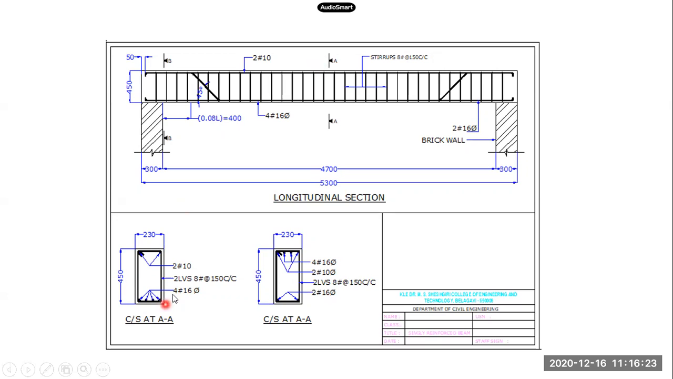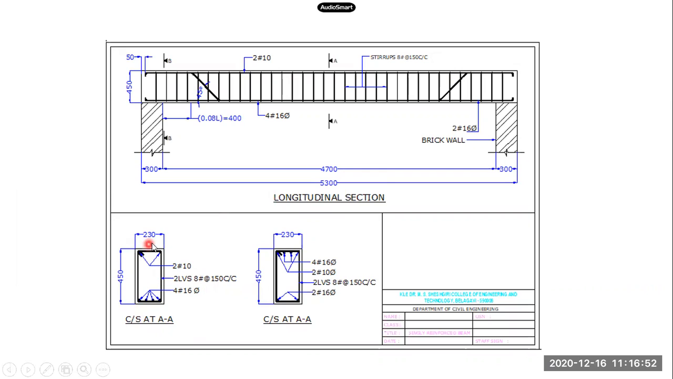So here the cross section at A, it is at the midspan. You can see at the bottom 4 bars of 16 diameter have been shown here. And these are two-legged vertical stirrups. 2 LVS means two-legged vertical stirrups. One leg, this vertical leg, and another vertical leg. So two-legged vertical stirrups of 8 diameter at 150 center to center. They are provided at 150 center to center along this span.